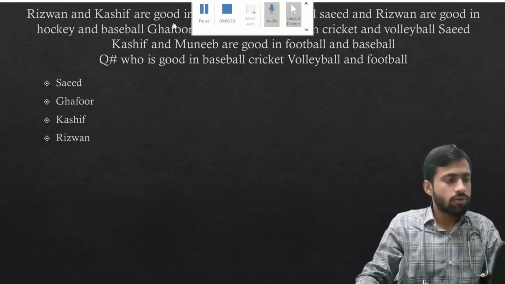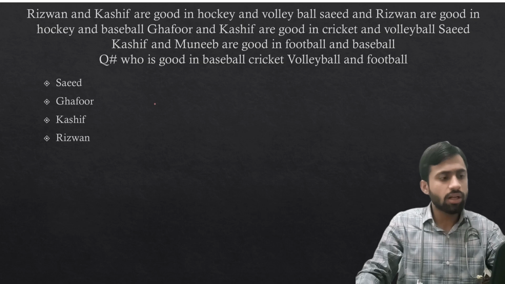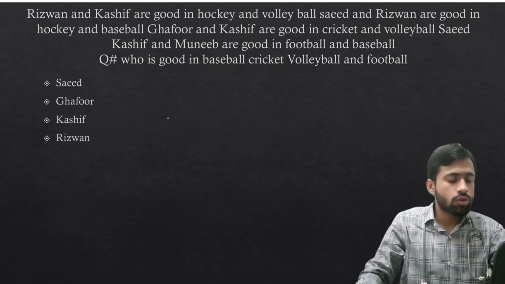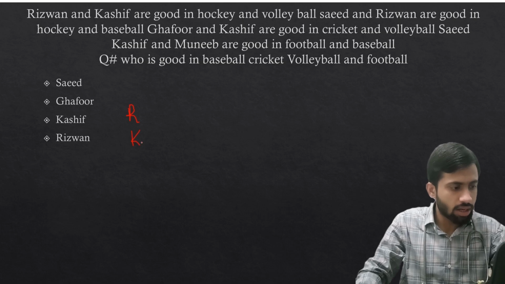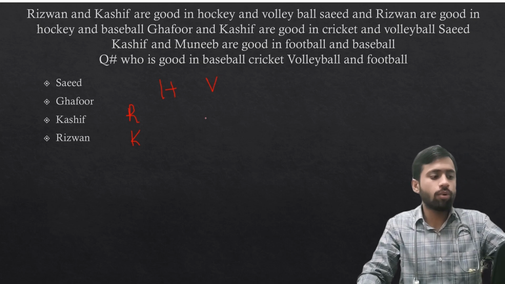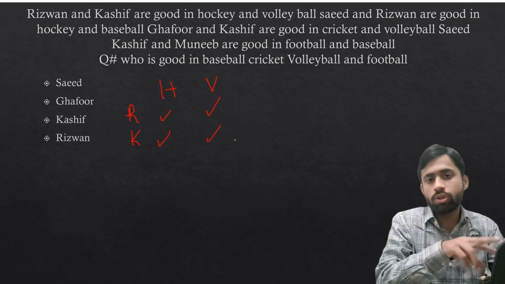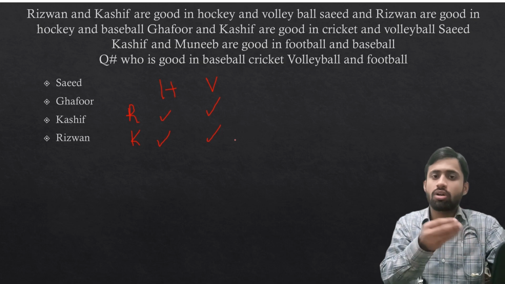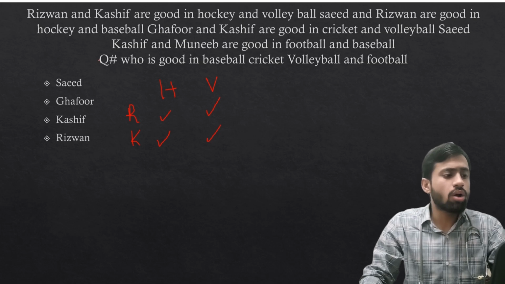So our next MCQ states that Rizwan and Kashif are good in hockey and volleyball. So basically, in order to solve these questions, you need to make a table. I've written H for hockey, V for volleyball, R for Rizwan, and K for Kashif. And I am marking a tick sign that these both persons are good in hockey and volleyball.